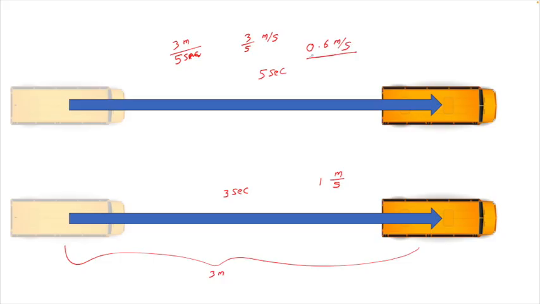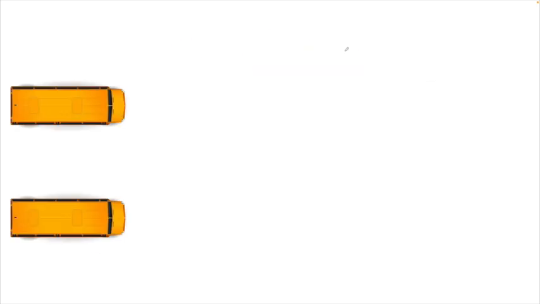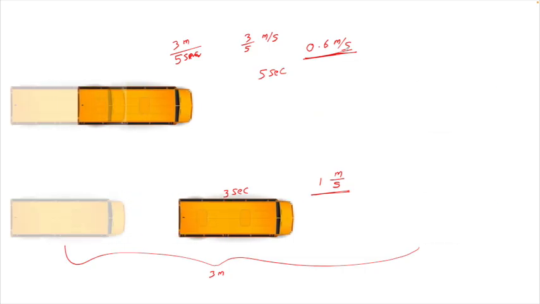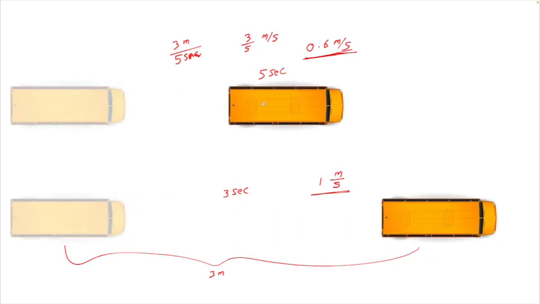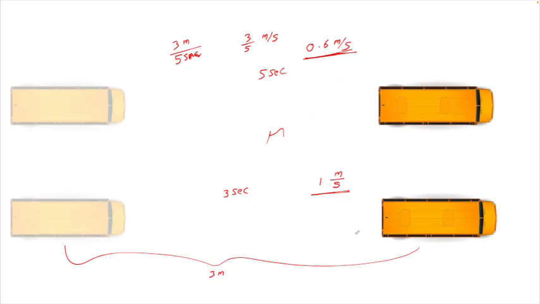So you can say this bus is slower, this bus is faster, because the speed of this bus is more, the speed of this bus is less. You can look at the speed again. This is slower, and this is faster.